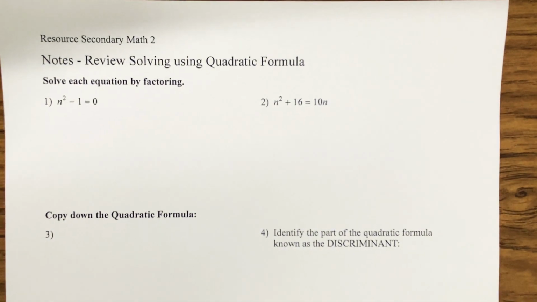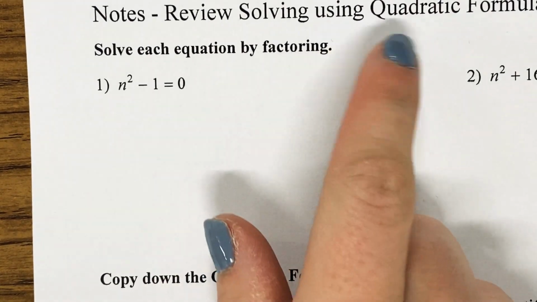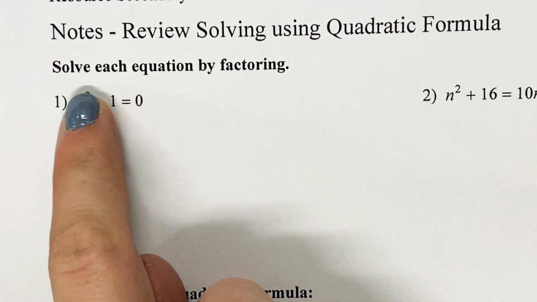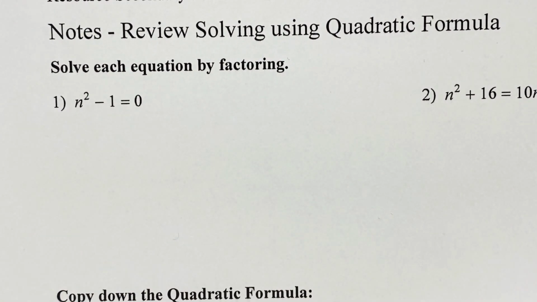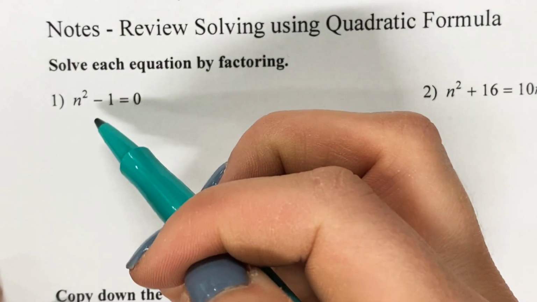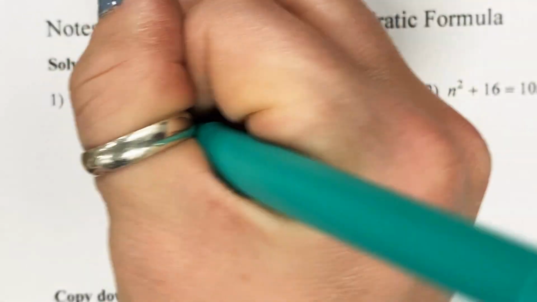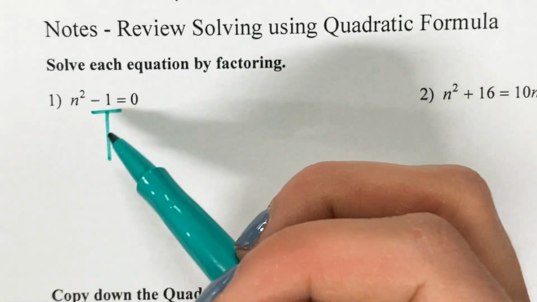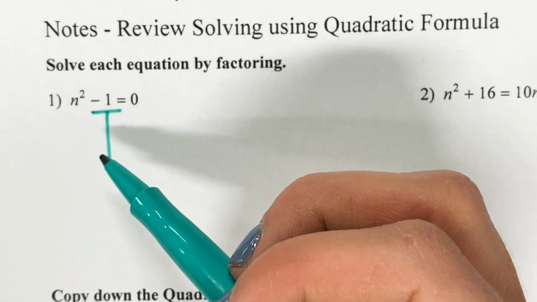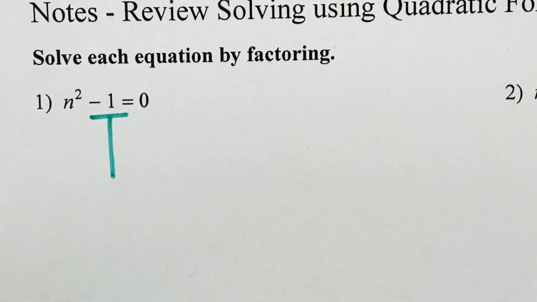So we are reviewing solving quadratic equations using the quadratic formula, but first in numbers 1 and 2, it's asking us to solve them by factoring. Okay, so when we're solving by factoring, remember, we need to look at our last number, or the number that doesn't have any variables attached. And in number 1, that's -1. Okay, so I need two numbers that are going to multiply to give me a -1, but what in the world are they going to add to?